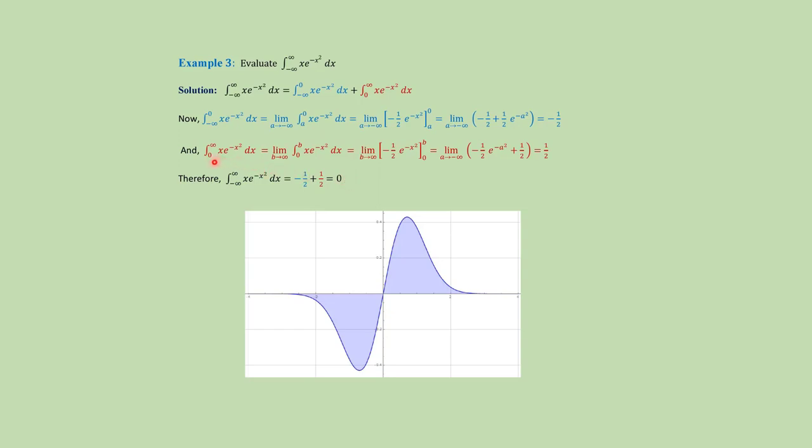Graphically, from 0 to infinity, the graph is above the x-axis and the area is positive, and from negative infinity to 0, the graph is below the x-axis and we got the area as negative 1/2. After adding the same amount of positive and negative quantity, we got 0.